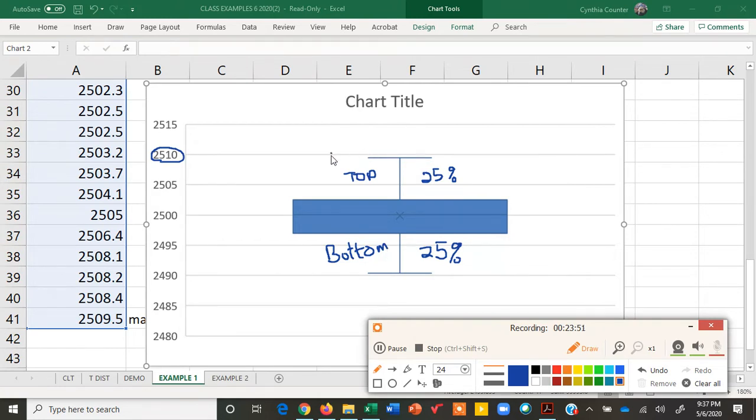This one's our max up here. This is our min right here. Okay, this right here. And remember the difference between the max and the min, right? That difference is your range.